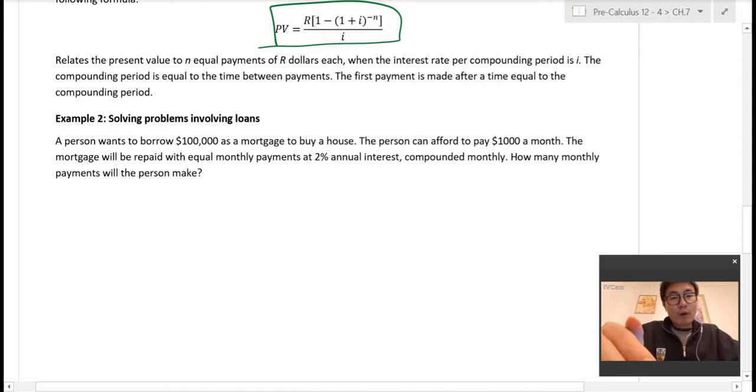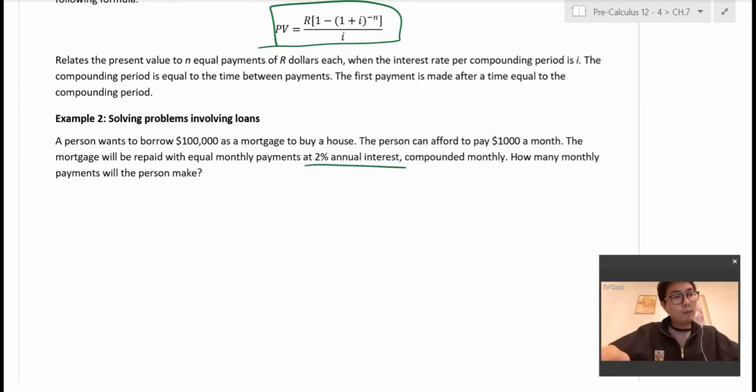A person wants to borrow $100,000 as a mortgage to buy a house. Probably this person doesn't live in Metro Vancouver. $100,000 as a mortgage. Well, you could still buy something, I guess. Not much though. The person can afford to pay $1,000 a month. The mortgage will be repaid with equal monthly payments at 2% annual interest rate. This is actually quite relevant right now. It is around 2% right now. Compounded monthly. How many monthly payments will the person make?